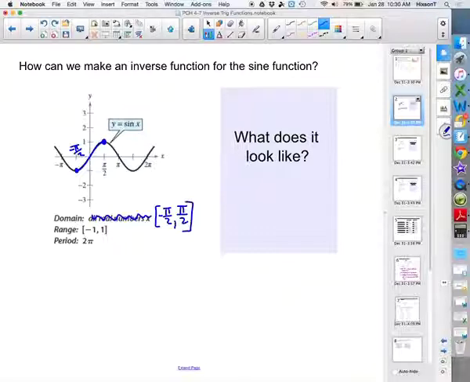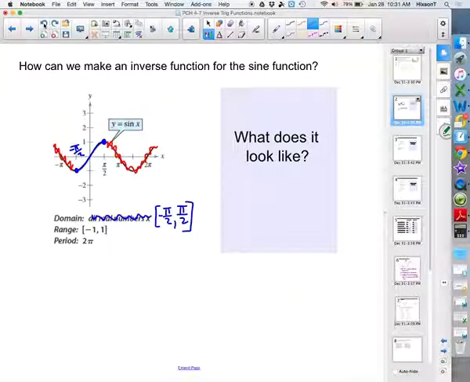Now, as a result, okay, I don't have this part of the graph anymore. I don't have this part of the graph anymore. Okay? We're just looking at that blue portion. So if we were to pass a horizontal line through it, we're only ever going to hit one point. So it passes the horizontal line test.